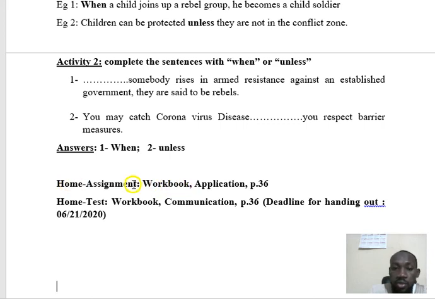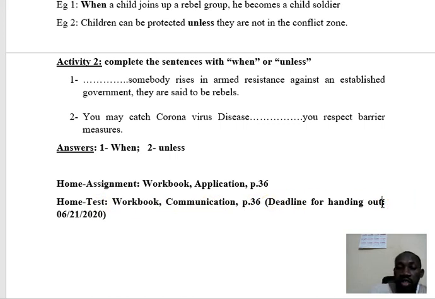So for you to get trained, do the exercise in your workbook at home, application, right, page 36. And also for next Monday, June the 21st, 2020, do this. This is a test, right? You write it down and then you send it to me inbox. Communication on page 36 is about writing a letter to somebody. Just go through the instructions and it's not complicated.